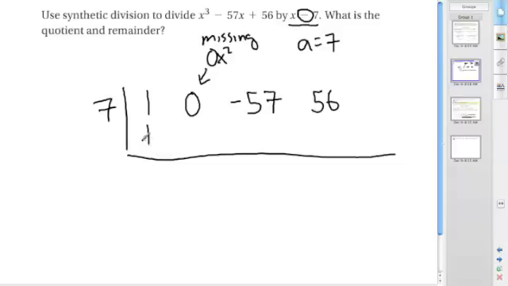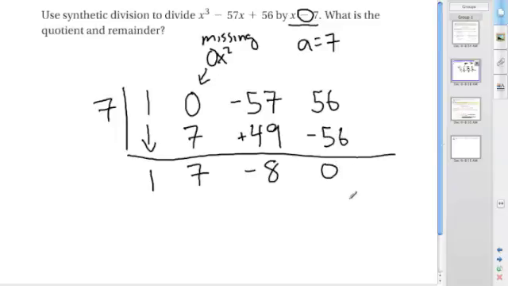And I bring down the first coefficient and multiply. 7 times 1 is 7. And I add, and I get 7. Multiply, you have 49. And you add negative 57 plus 49 gives us negative 8. And 7 times negative 8 is negative 56, and when you add, you get 0.